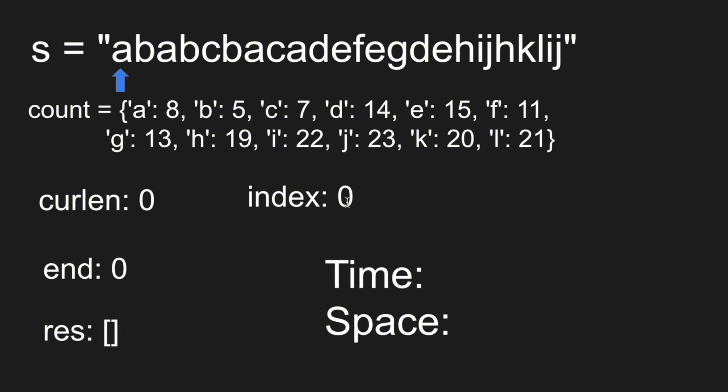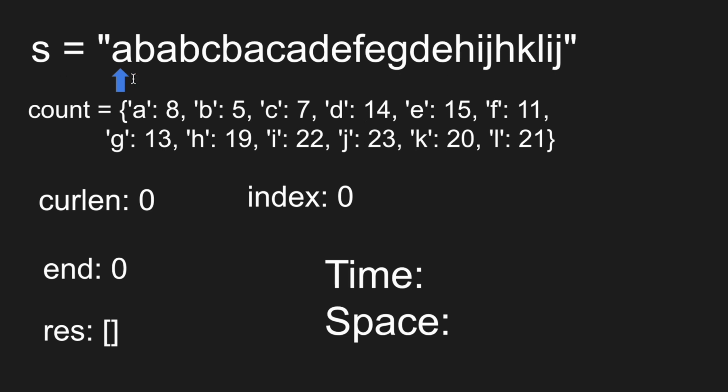Also, when the index becomes equal to end, then we want to append the value of current length to the result. And after appending, we want to reset current length to 0 and look for the length of the next partition. And we'll continue that until we come to the end of the string. So let's go through this example real quick.